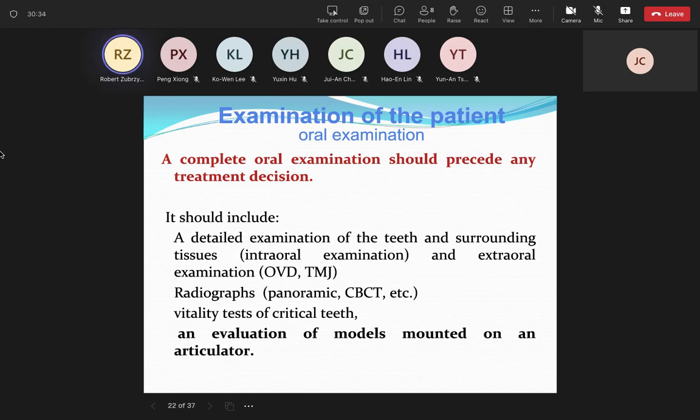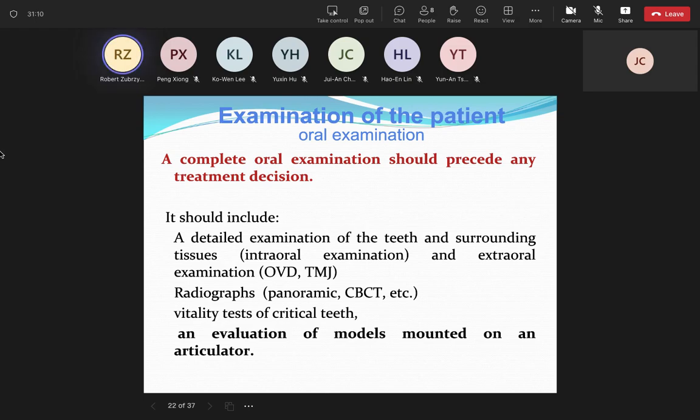A complete oral examination should precede any treatment decision. So after interviewing, we can go to intraoral examination. It should include a detailed examination of the teeth and surrounding tissue, and extraoral examination like OVD, TMG, radiographs, panoramic, CBCT, etc. Vitality test of critical teeth, and evaluation of models mounted on an articulator.